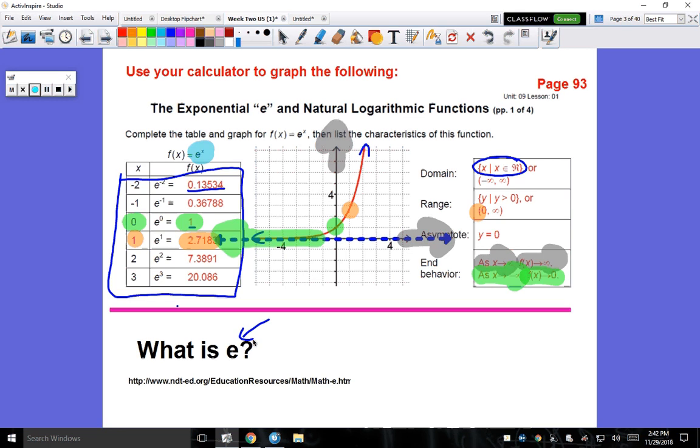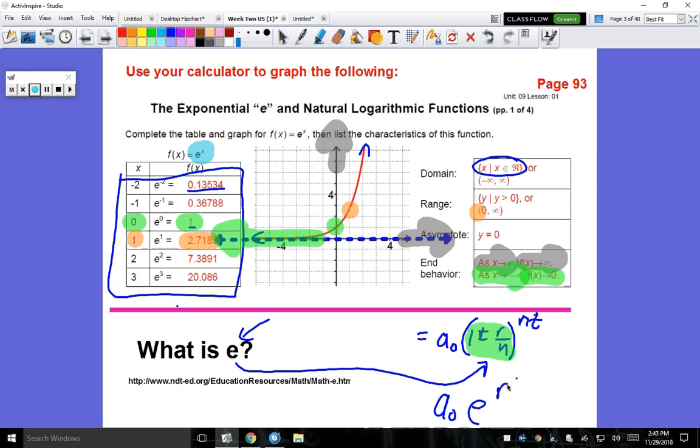Okay? Now remember this equation from last time? A naught times 1 plus or minus r over n to the nt. Remember this? This is what we saw, compound interest rate last time. And this, if it was adding, it was increasing. If it was subtracting, it was decreasing, and so on and so forth. We did it with the college loan. We did it with all those examples. Well, e, if it's here as the base, it looks like your initial times e to the rt.